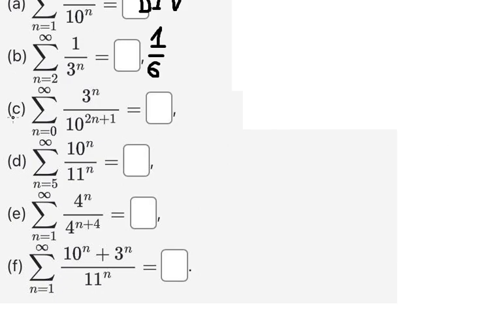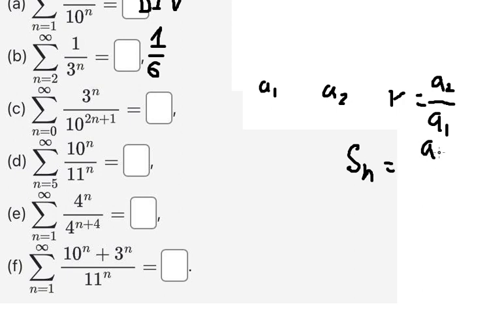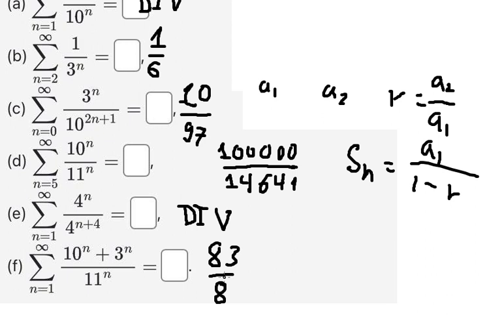Now from question C to question F, we do the same. So we put n equals to number 0 in here to find a number 1. And then we put n equals to number 1 to find a number 2. And then we find R, that is a number 2 divided by a number 1. And then we find the sum, and we apply the formula in here. So I will write the answer for C to F. And here is the answer.